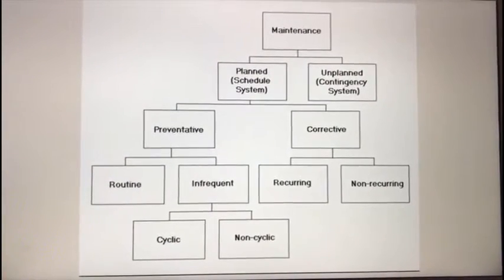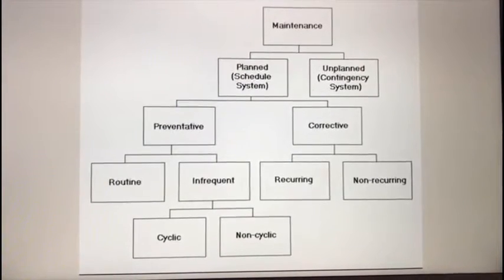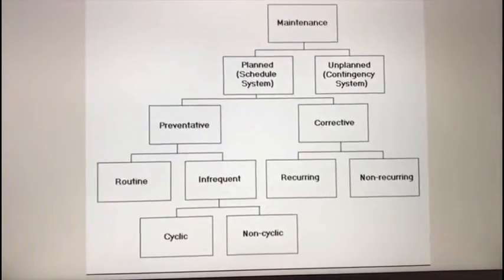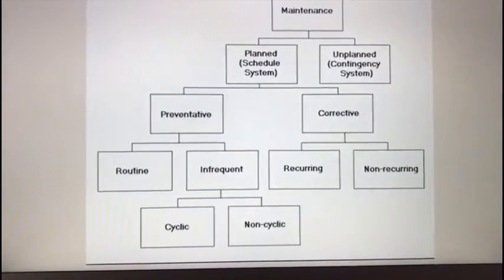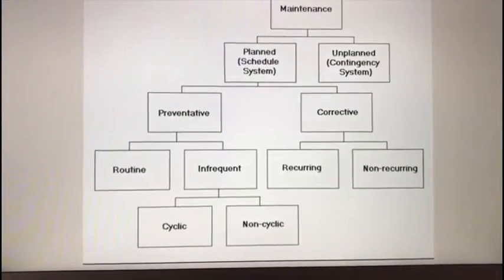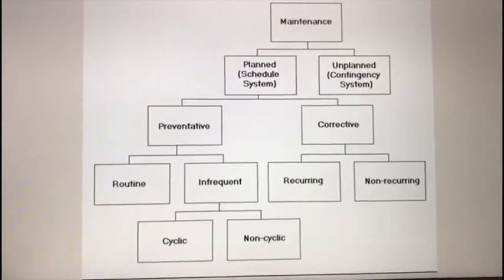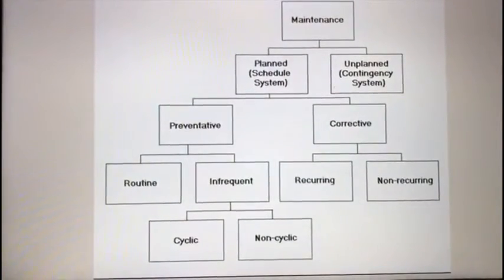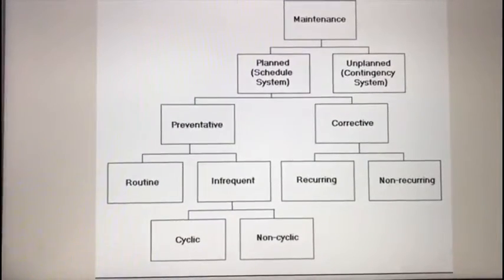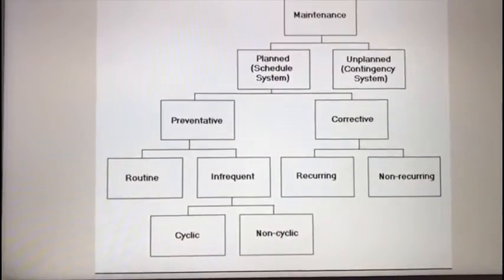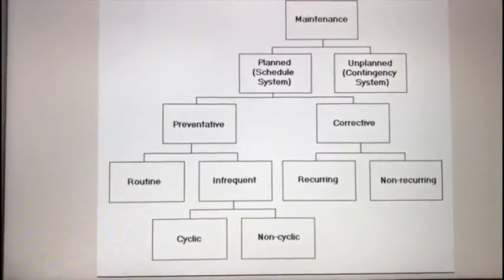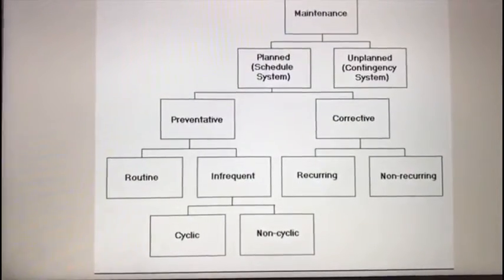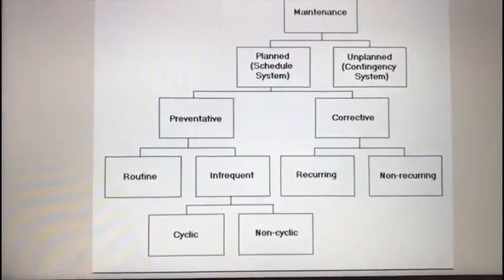First off, we have a chart under BS 3811 of 1984, and we are adopting this maintenance plan to do our planned maintenance and unplanned maintenance. The planned one is a scheduling system, and the unplanned one is a contingency system. Under the planned schedule, there are many different types of practices, that is preventive and corrective. On the later slides, we'll explain further on the preventive and the corrective.